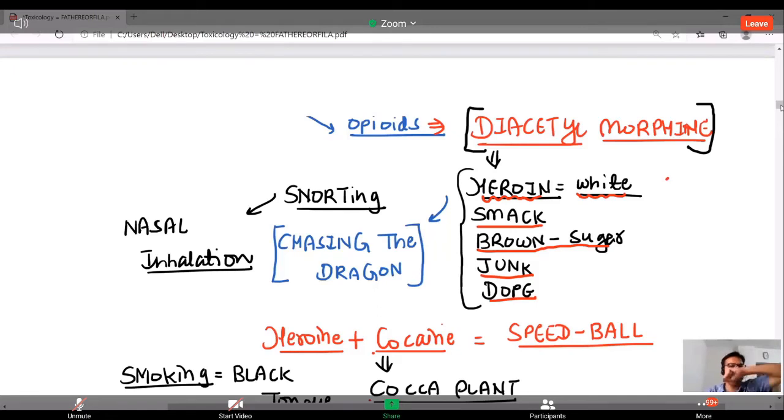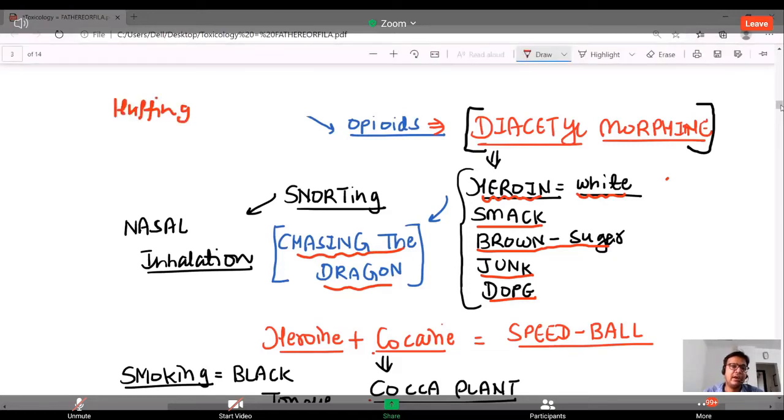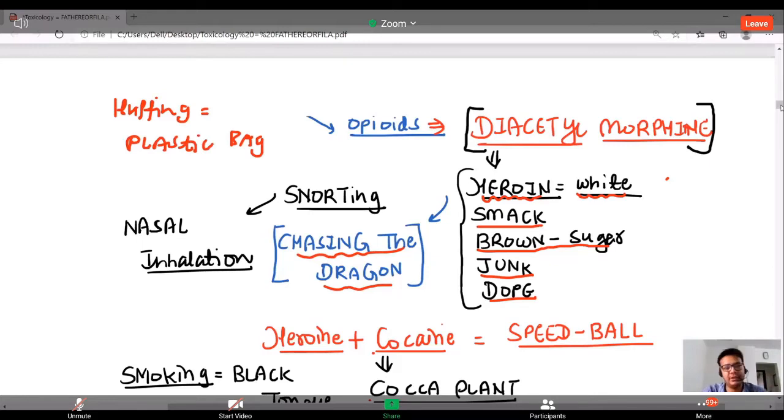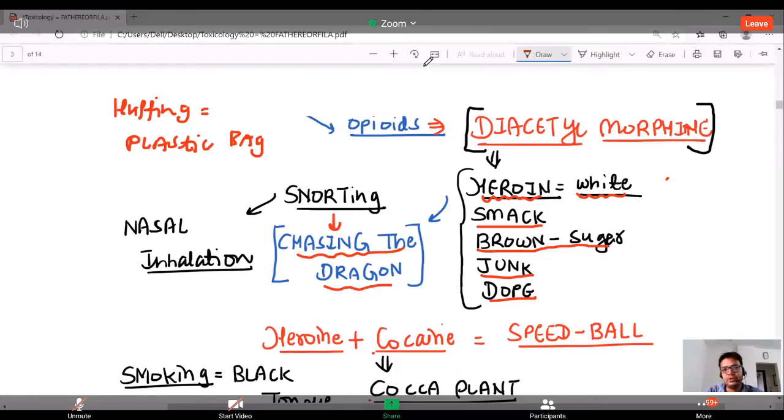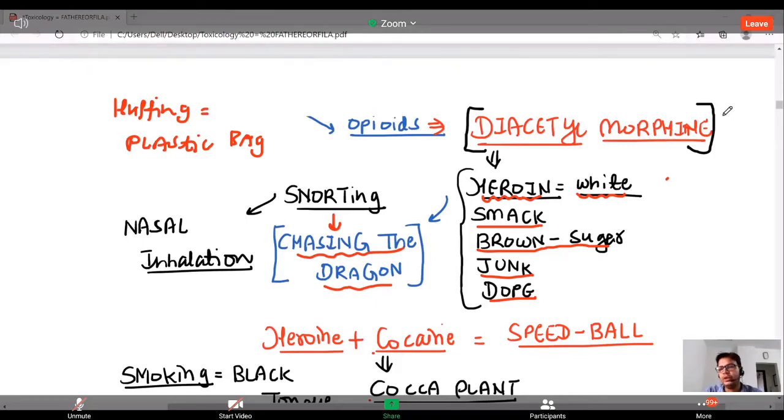For example, nasal inhalation is known as snorting. And Doctor, this method is also known as chasing the dragon. Doctor sahab, a question about huffing came earlier. Huffing is a method in which a plastic polythene bag is used for inhalation, but nasal inhalation is known as snorting. The snorting method is also known as chasing the dragon.